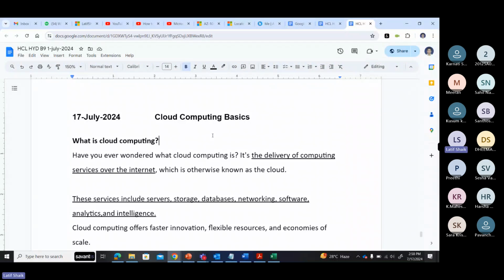So not only like that, I want a database. Okay. Storage services, networking-related services, software services. Okay. Yesterday we discussed virtual machines. Okay. So there we discussed.